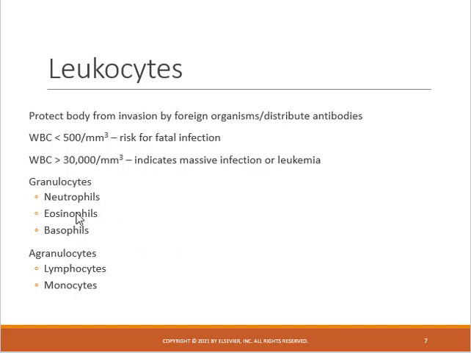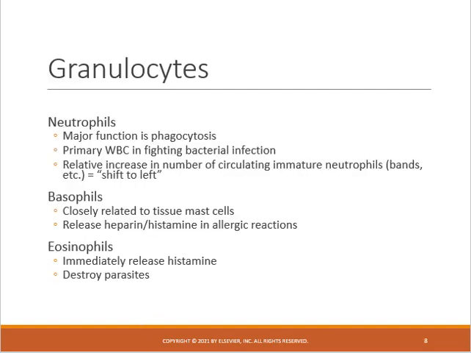If your white cells are on the high side, that could be massive infection or a leukemia. The white cells are divided into 2 categories: granulocytes, which include your neutrophils, your eosinophils, and your basophils, and your agranulocytes, including your lymphocytes and your monocytes. The first ones that we are going to talk about are your granulocytes, and those make up about 40 to 70% of all of the white blood cells, and then they are divided into the neutrophils, basophils, and eosinophils, which all have different functions. The neutrophils' major function is phagocytosis, and that is fighting bacterial infections.